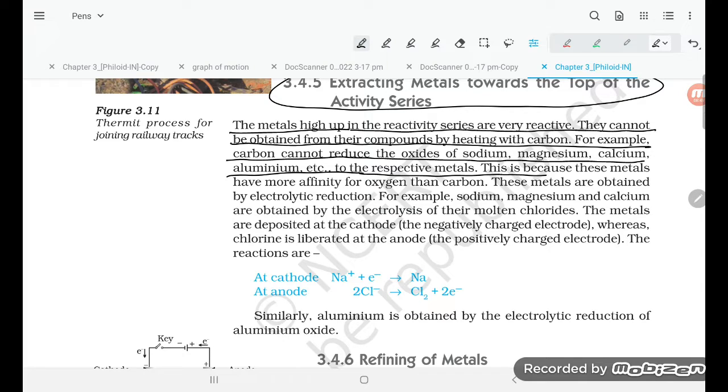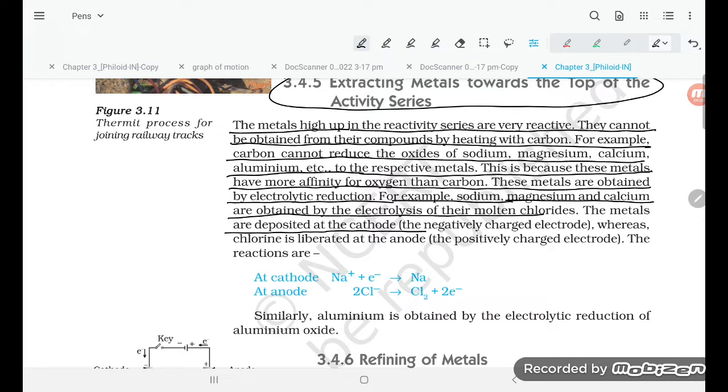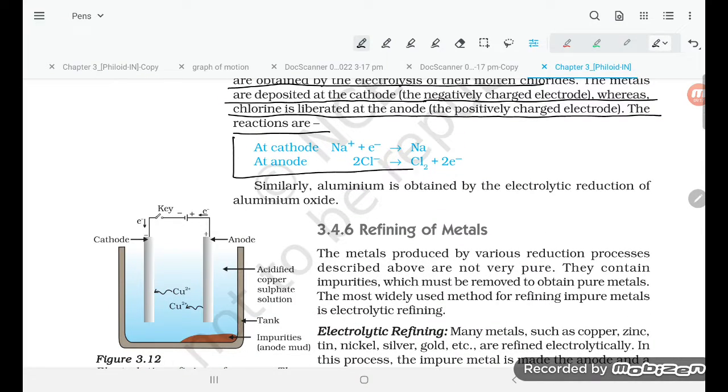These metals are high in the reactivity series. This is because these metals have more affinity for oxygen than carbon. These metals are obtained by electrolytic reduction. For example, sodium, magnesium and calcium are obtained by electrolysis of their molten chlorides. The metal is deposited at the cathode, the negatively charged electrode, whereas chlorine is liberated at the anode, the positively charged electrode. The reactions are: at the cathode, Na plus electron gives sodium; at the anode, 2Cl minus gives Cl2 plus electrons.